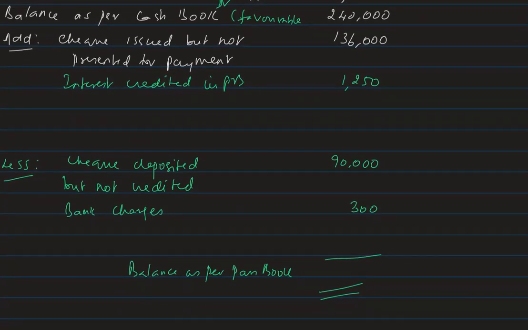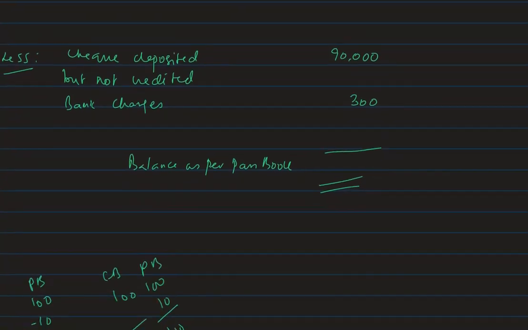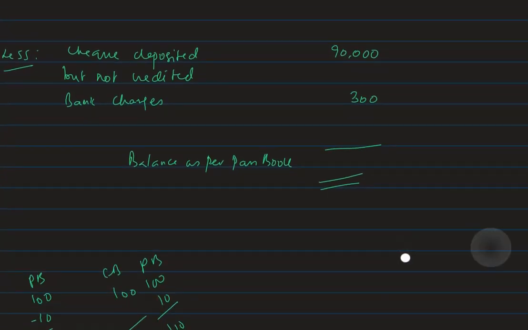Okay, so 240 plus 136 plus 1250 minus 90 minus 300. You get balance as per passbook 2,86,950. This is a positive number, so it's called a favorable balance. Your start point and end point is very important. And dear students, I said in the last class, favorable balance as per passbook means it's a credit. So kindly make a note of this. Whenever we refer to a favorable balance as per passbook, it's a credit.